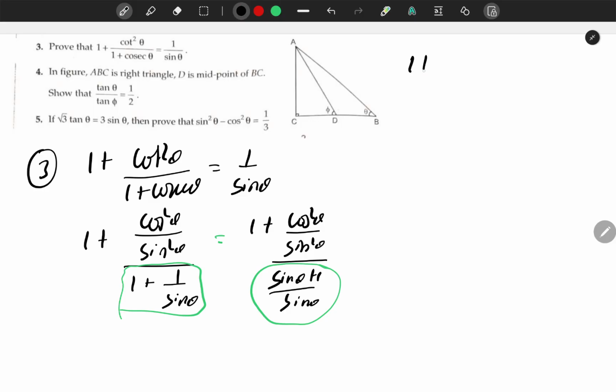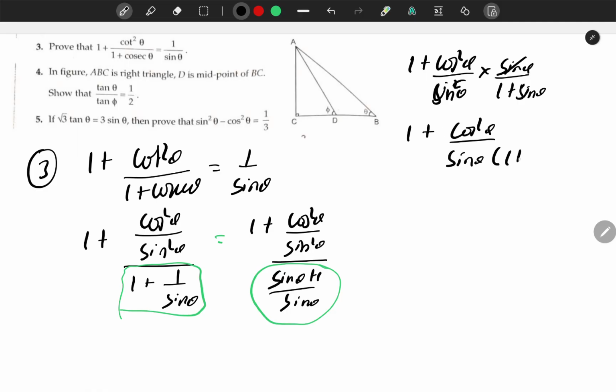We can write it as 1 plus cos square by sin square into sin theta by 1 plus sin theta. So sin gets cancelled. 1 plus cos square by sin theta into 1 plus sin theta.